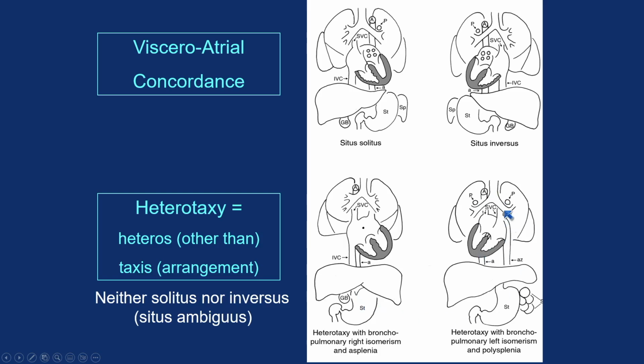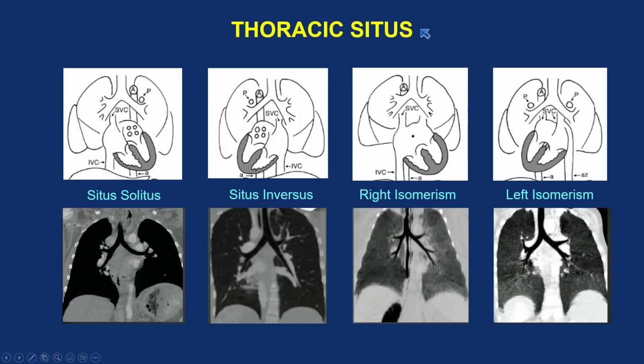With left isomerism, you do have long bronchi, and the heart can be on the right or on the left. You have 2 left atrial appendages, and you have also a midline liver, but it's a little bit less symmetric, so it's predominant on one side. Again, the stomach is more in the middle, on the right or on the left, but you have polysplenia. That's classic.